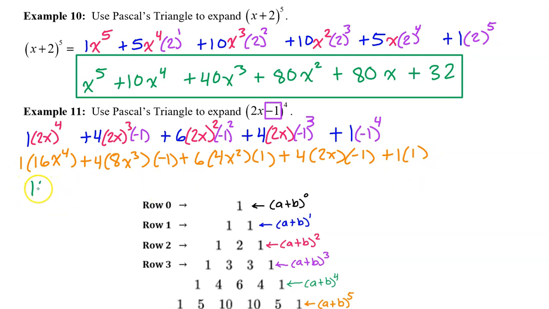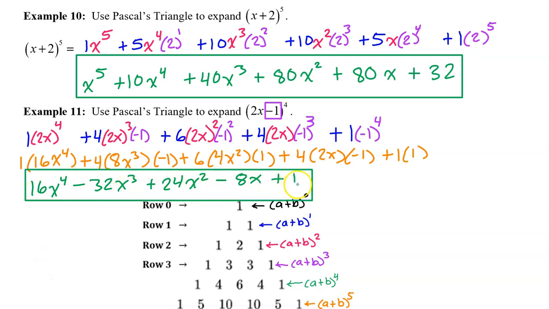The first term will be 16x to the fourth power. For the second term, 8 times 4 is 32. But don't forget this negative 1. Multiplying there, we get negative 32x to the third power. Next, we have 6 times 4, which is 24x squared. And this one stays positive. And you can probably see that we are alternating signs now. So I had positive, negative, positive. So sure enough, the next one is going to be negative 8x. And then plus 1. So this is the expanded binomial.